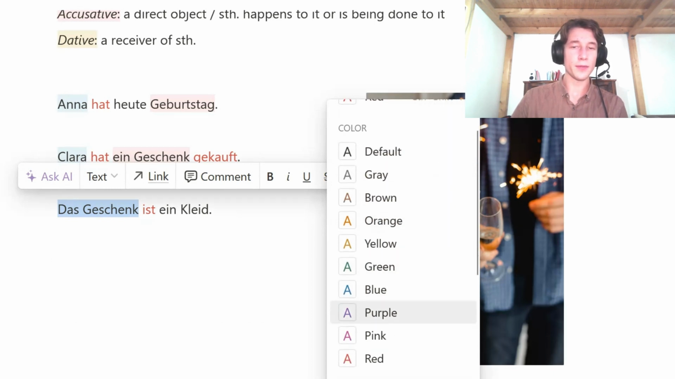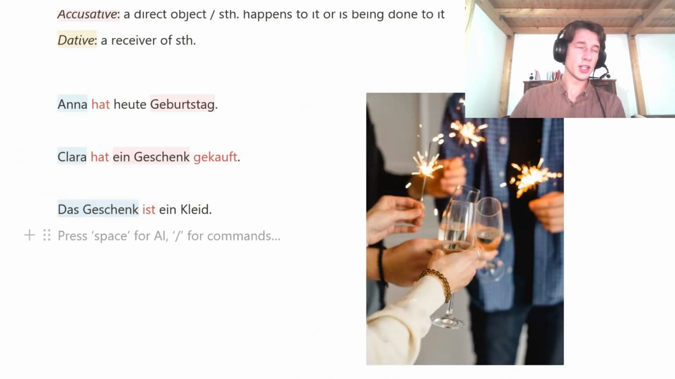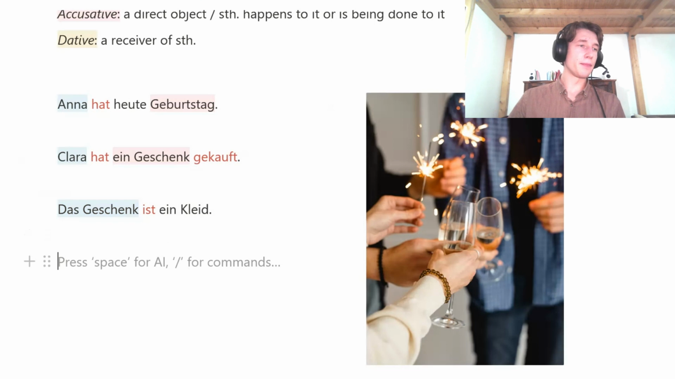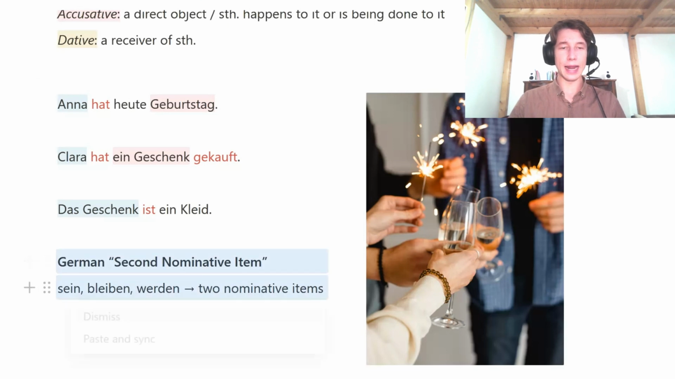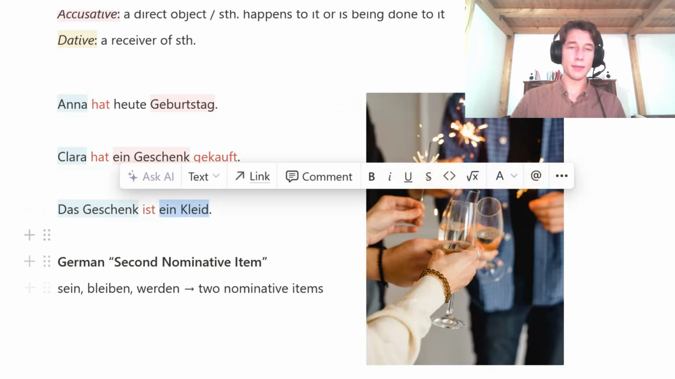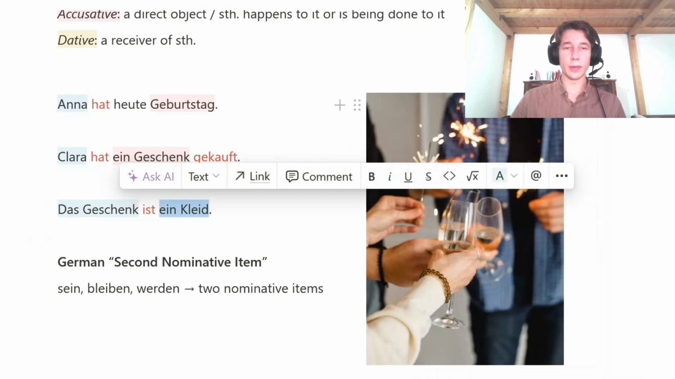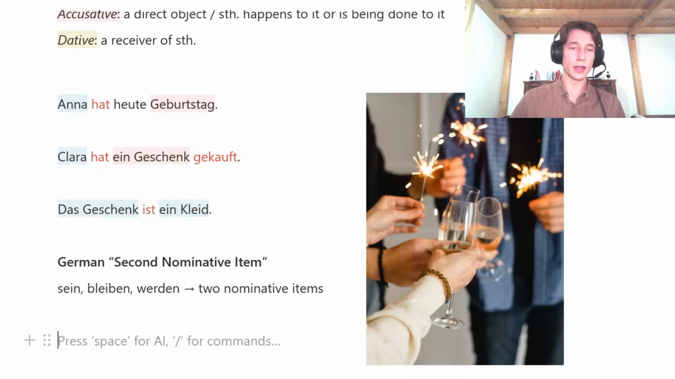And this verb actually is also special in the sense that it's being performed, obviously, by the Geschenk, by the present. And it's special in the way that in German, when you use the word sein, or also the words bleiben and werden, we have a second nominative item. So after sein, bleiben, and werden, in this case, ist being a form of sein, again we have nominative. That is nominative in English.